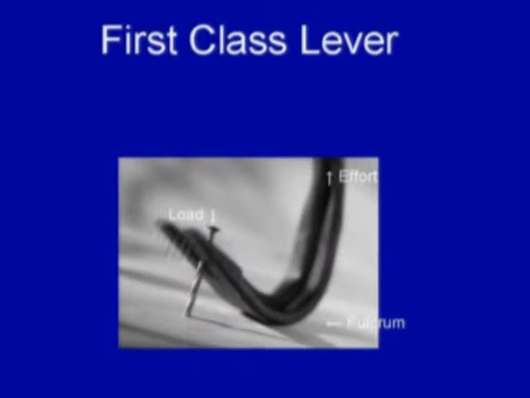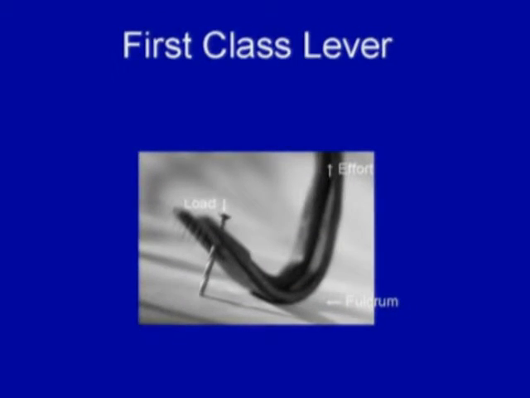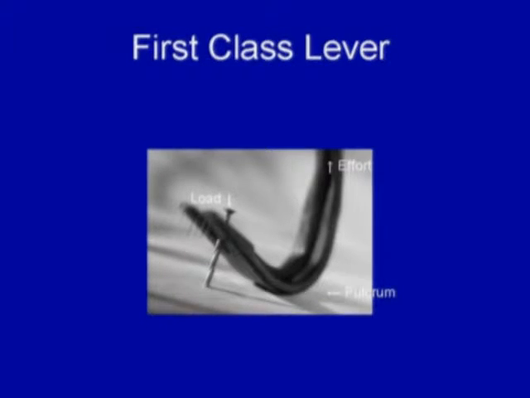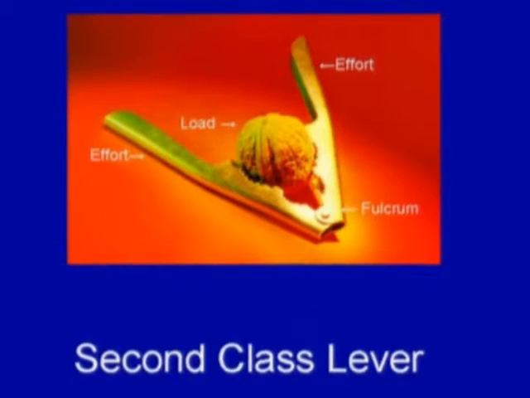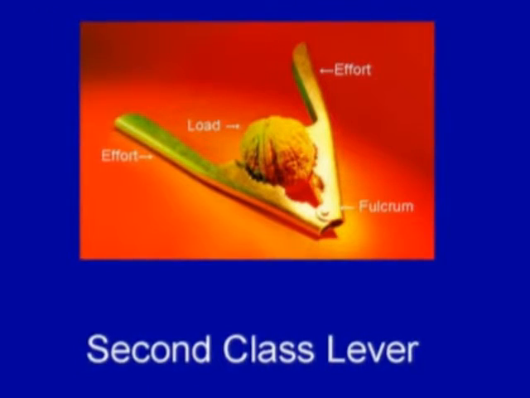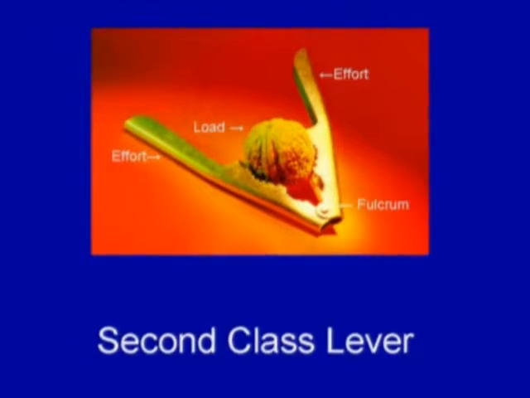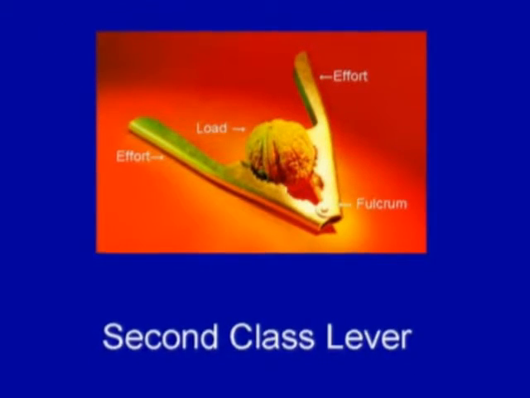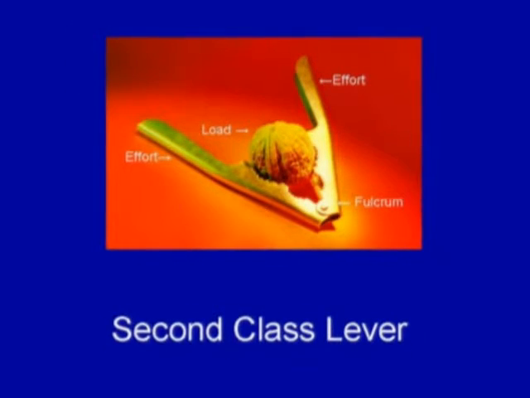A first-class lever has a fulcrum located between the effort and the load. A crowbar would be an example of a first-class lever. A second-class lever's effort is located at the end of the bar and the fulcrum is located at the other end. The load is in between the effort and the fulcrum. A nutcracker would be an example of a second-class lever.